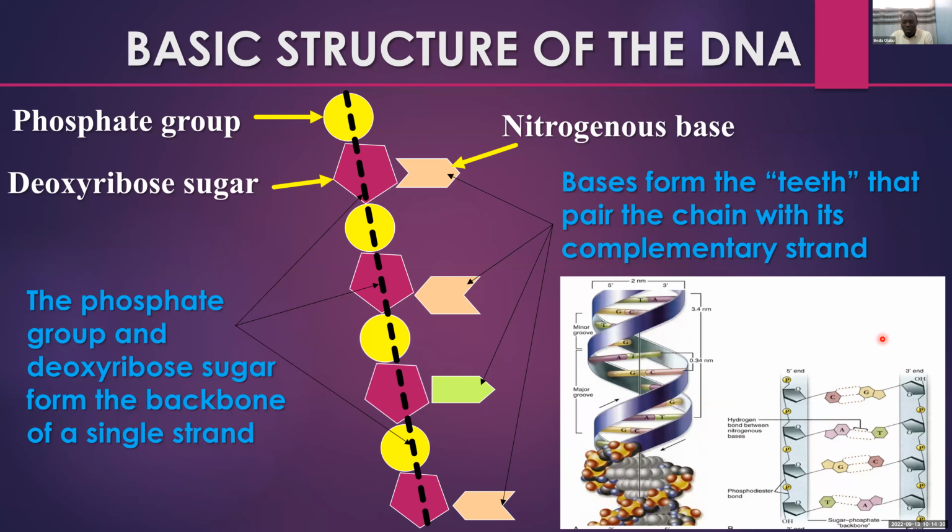So this image shows you that concept. If this is one strand, this is the other strand. So we have alternating sugar and phosphate group on the backbone, and then the nitrogenous bases for the teeth. You can see these bases for this molecule and these bases for this molecule. They are pairing there. So the bases pair. Phosphate and sugar form the backbone.